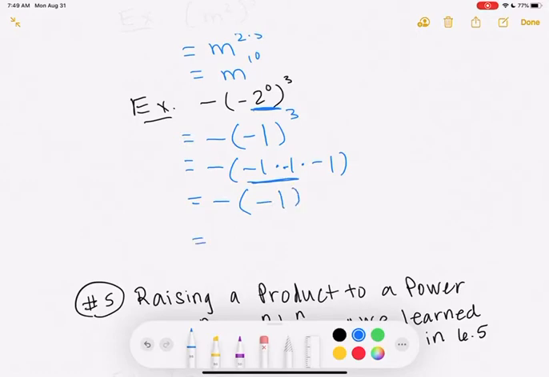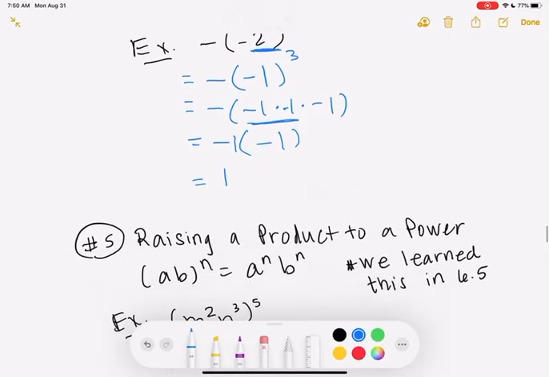Now if I have a negative, and again, some people like to slip in a little 1. It doesn't really matter. If it helps you see it, that's totally fine. Negative 1, or negative 1 times negative 1, same thing. I get a positive 1. Cool.